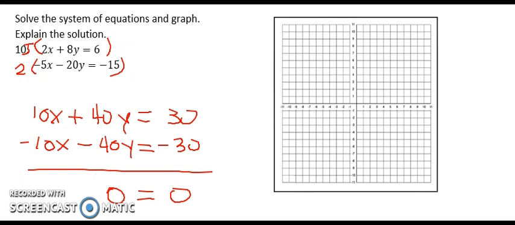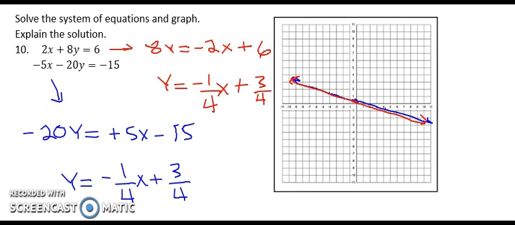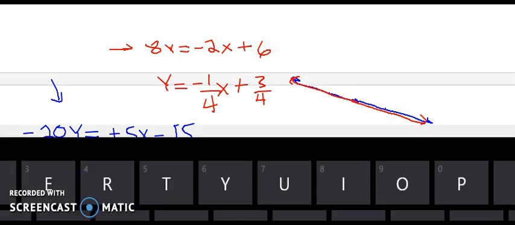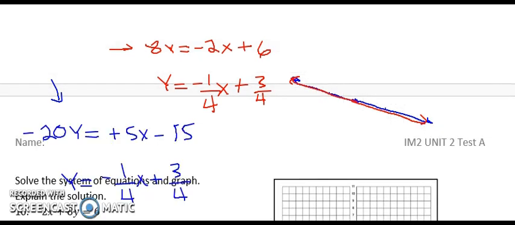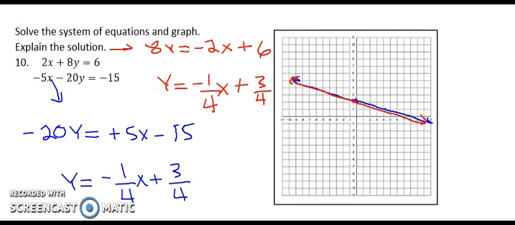And so if we were to graph both of these lines, we would end up with one line on top of the other. And what that means is that we have infinitely many solutions. Let me go ahead and solve both of these equations for y. So we have infinitely many solutions because we literally have one line on top of each other. They're constantly intersecting.